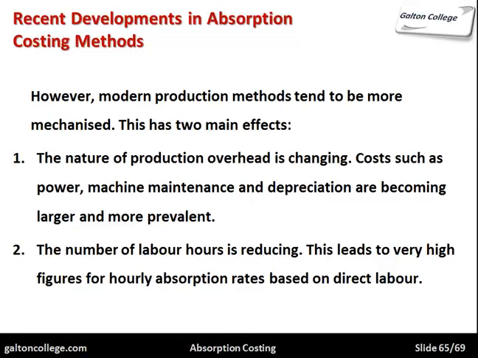because the machines are becoming more and more important in the workplace. The number of labour hours is reducing. This leads to very high figures for hourly absorption rates based on direct labour. It does appear that if we are using direct labour and there are fewer and fewer workers and yet output is increasing, then it appears that the workers are becoming much more productive. When in fact, as I said earlier, the truth is the machines are becoming much more productive, not the people.